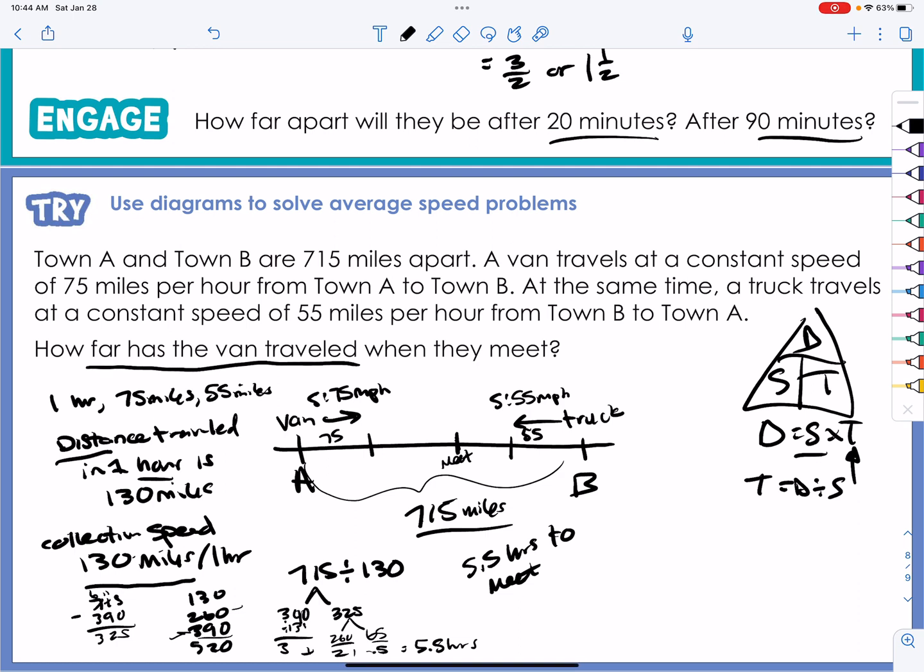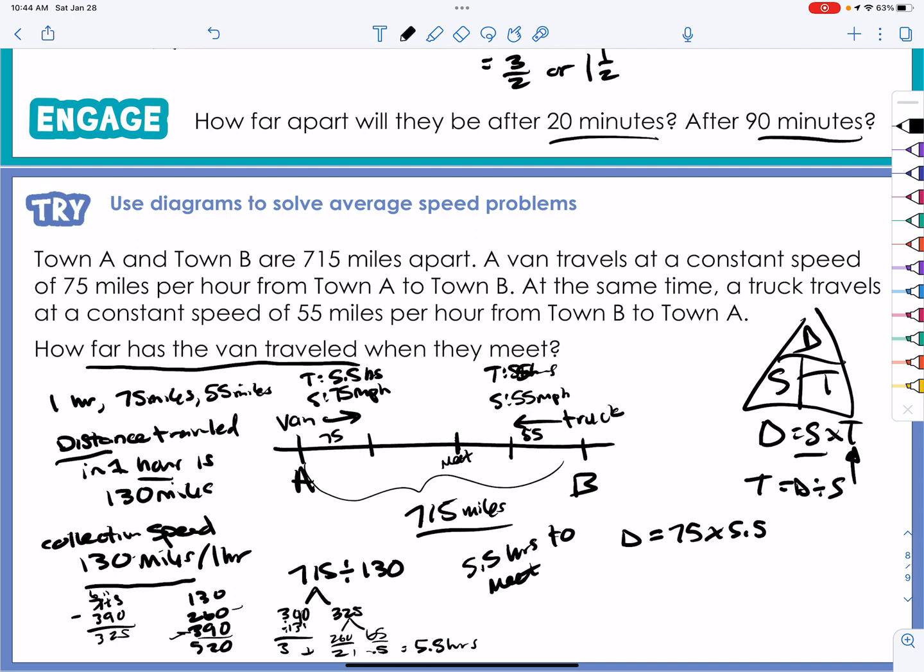We now know that the van is going to travel 5.5 hours. The truck is going to travel 5.5 hours. Whatever distance they cover together should add up to 715. But we don't really care about the truck. We just care about the van. So the van's distance is going to be the speed of 75 times his time of 5.5 hours.